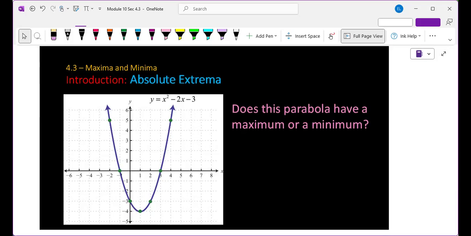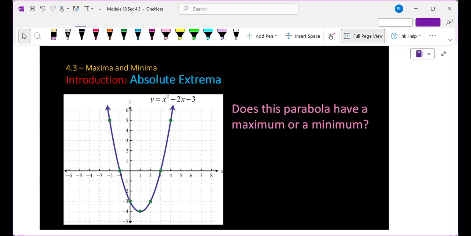If we move at a good speed, we should be able to get through 4.3, like most of it today, finish it up on Friday, and then we should have time for questions. So make sure to dig into the related rate stuff, make sure they make sense or not. So you can have those questions maybe ready for Friday.